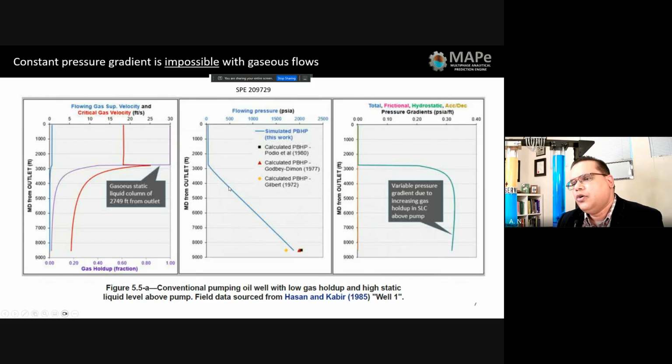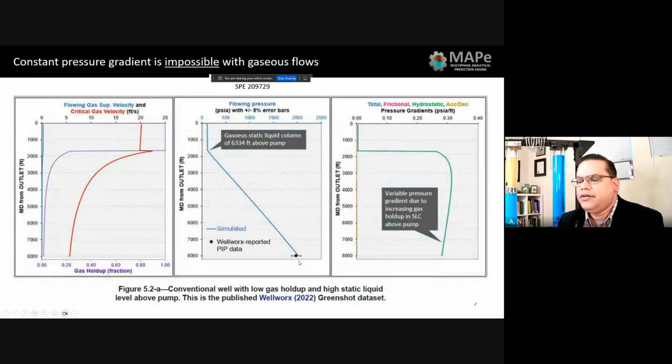We can take some examples of the past petroleum engineering correlations, and we can look at scenarios. So this is a real well, and we can look at scenarios where you have a low gas profile and therefore almost constant pressure gradient, and everybody's pretty much close there, right? And this is a published data set as well. Same sort of behavior.